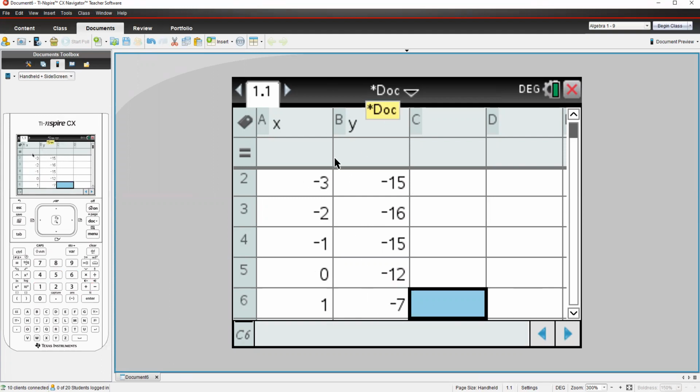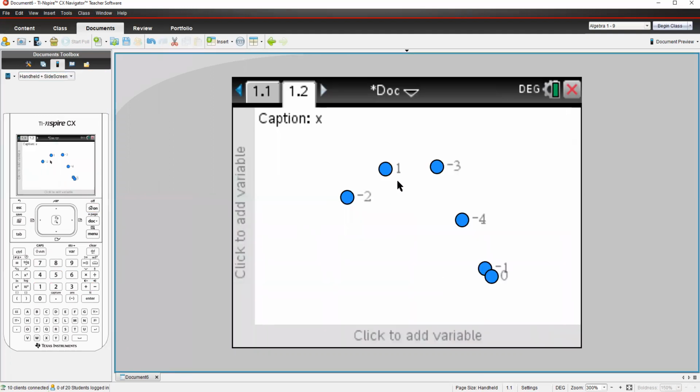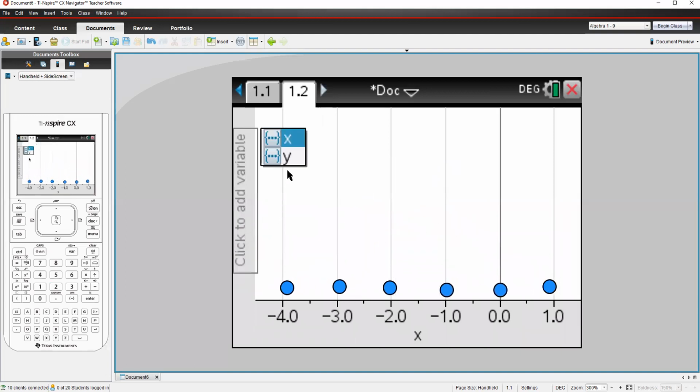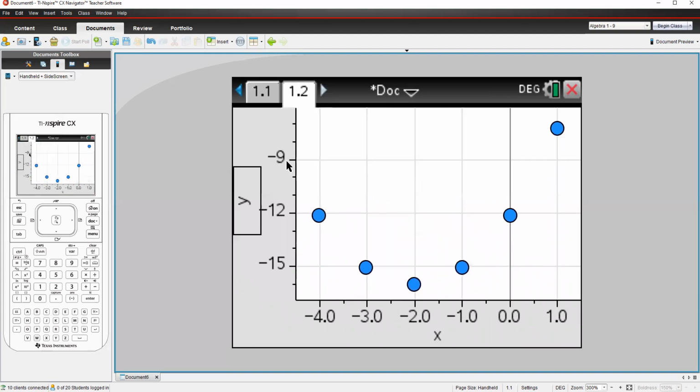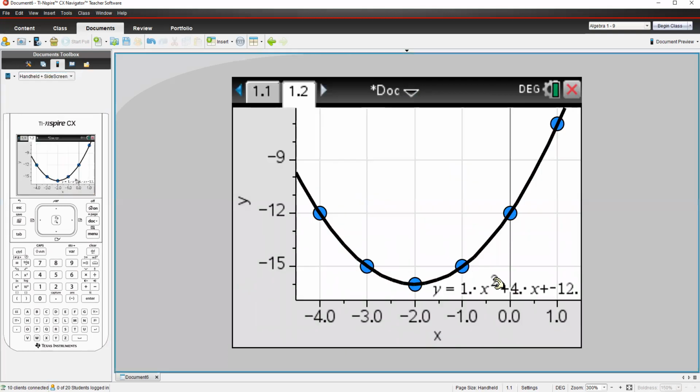Now, once I've got this, I am going to plot it. Those are my points. This is going to be the x value. This is going to be the y value. I already know that it's a quadratic. So all I'm going to do now is do menu 4, 6, 4. And that's the equation. It's 1x squared plus 4x minus 12.